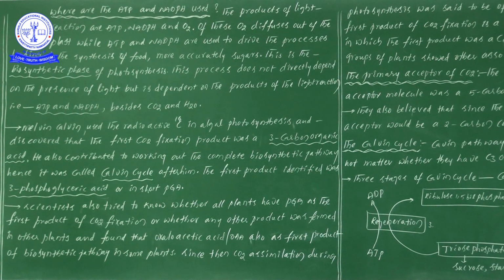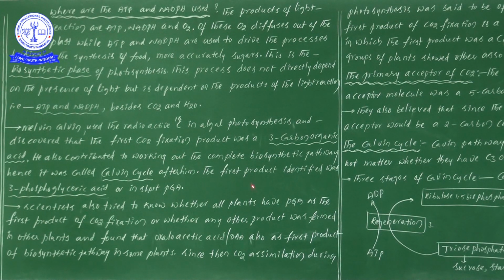He used radioactive molecules also, for example carbon-14 or C14, in algal photosynthesis. The organism they used is named Chlorella, an algal member. Later he discovered the first stable product of the C3 cycle, which they identified as a 3-carbon organic acid. He also contributed to working out the complete biosynthetic pathway, hence it was called the Calvin cycle after him.